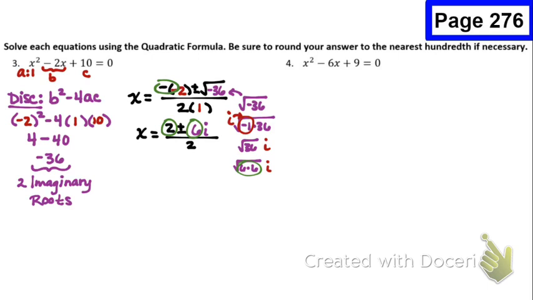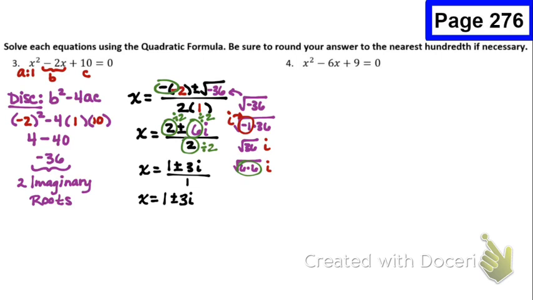These 3 numbers right here. Is there anything that goes into all 3 of those at the same time? 2 goes into all of them. What's 2 divided by 2? 1. What's 6 divided by 2? 3. So I have 3i. And 2 divided by 2 again? 1. If I have a 1 in the denominator, does it have to be there? No. So I have x equals 1 plus or minus 3i.